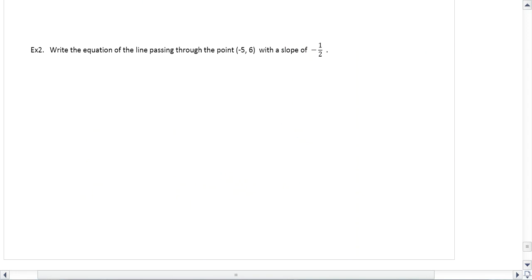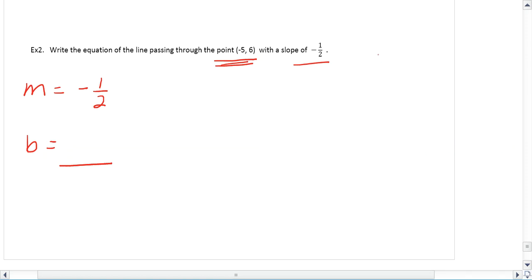Next example, we're asked to write the equation of a line that goes through this point and has a slope of -1/2. So once again, I always start m equals and b equals. Those are the two things I need. Well, we are told the slope, the m. We know that much. It's -1/2, but we do not know the b this time. We just know that this line goes through this point.